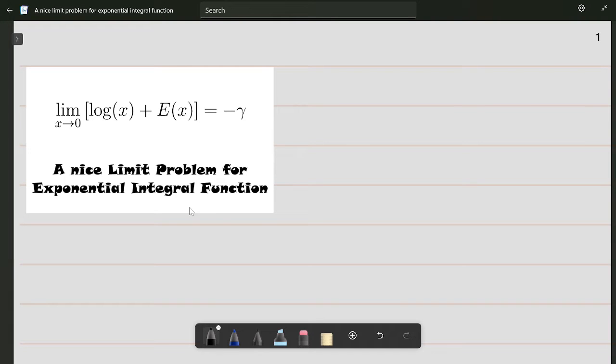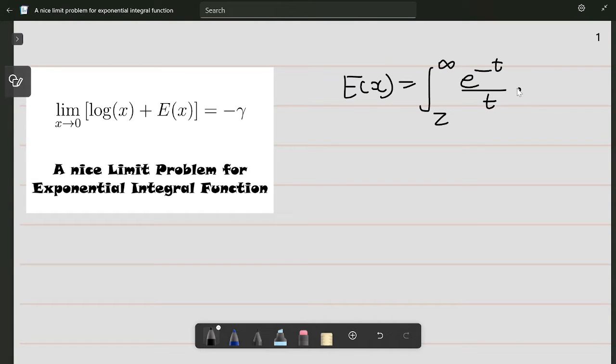A nice limit problem for the exponential integral function. So this over here is that limit, and in this video let us try to prove this limit. If you don't know about the exponential integral function, it is basically defined for x as the integral from x to infinity of e to the power minus t by t dt. Okay, and now let's try to prove this statement.